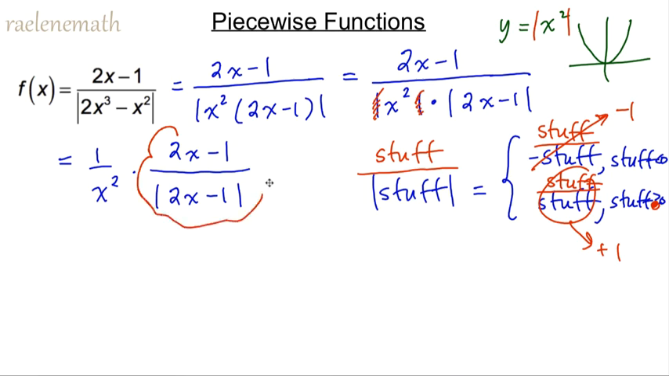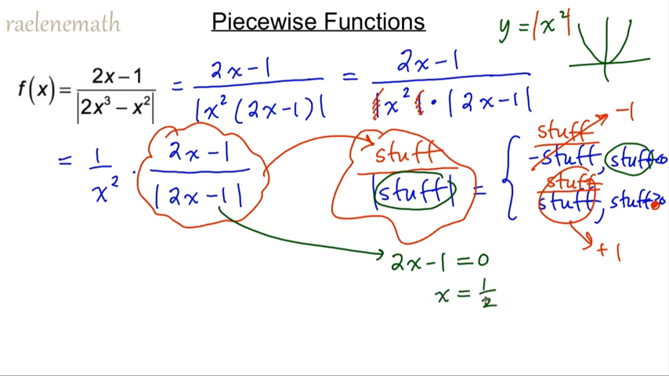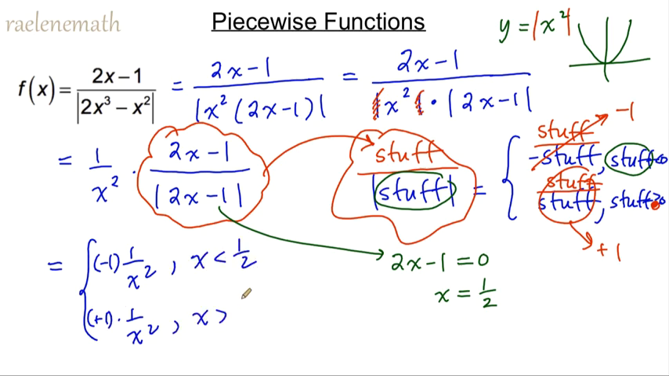What that means is that the stuff inside this bubble is actually going to be positive or negative depending on what side of the root of 2x minus 1 we are. So the stuff I'm talking about over here is 2x minus 1. And so 2x minus 1 equal to 0 tells me that x equals 1/2. So my break is going to occur at x equal to 1/2. What I have then is that this is a piecewise function of either 1 over x squared times negative 1 or 1 over x squared times positive 1 for x less than 1/2 or for x greater than 1/2.